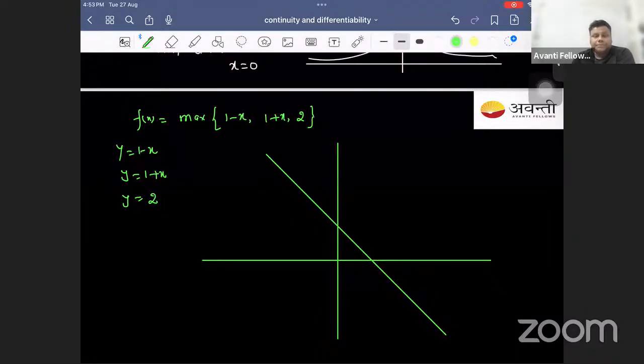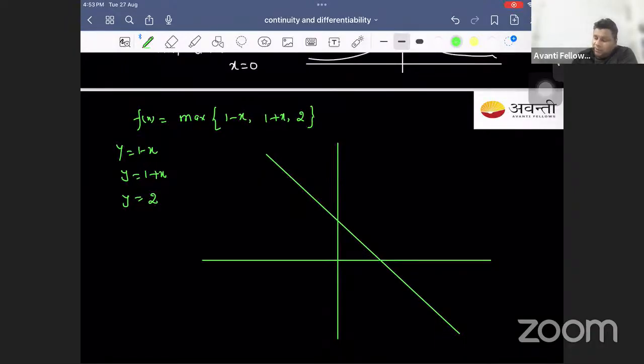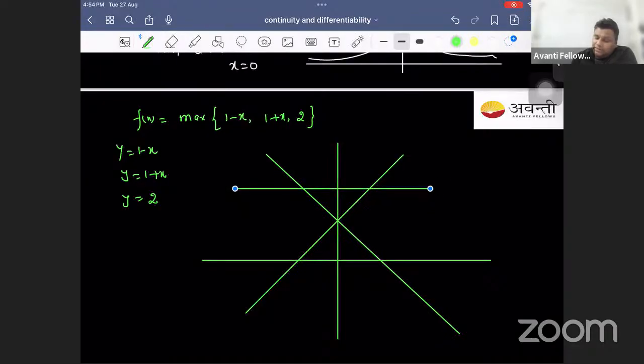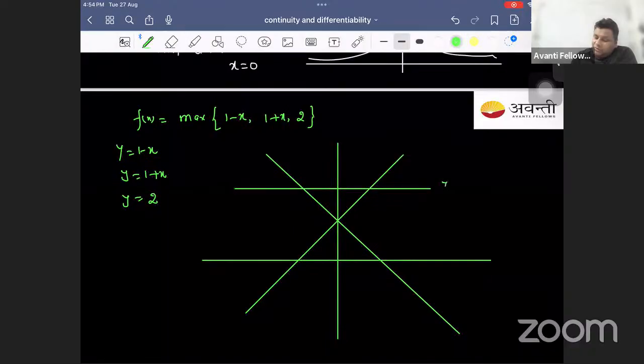Am I clear? Now, y equals 1 plus x is again a line with y-intercept as 1 and slope also 1. So it is going to be this line. Got it? And now there is a line y equals 2. There is this line y equals 2. Now see what they are saying.